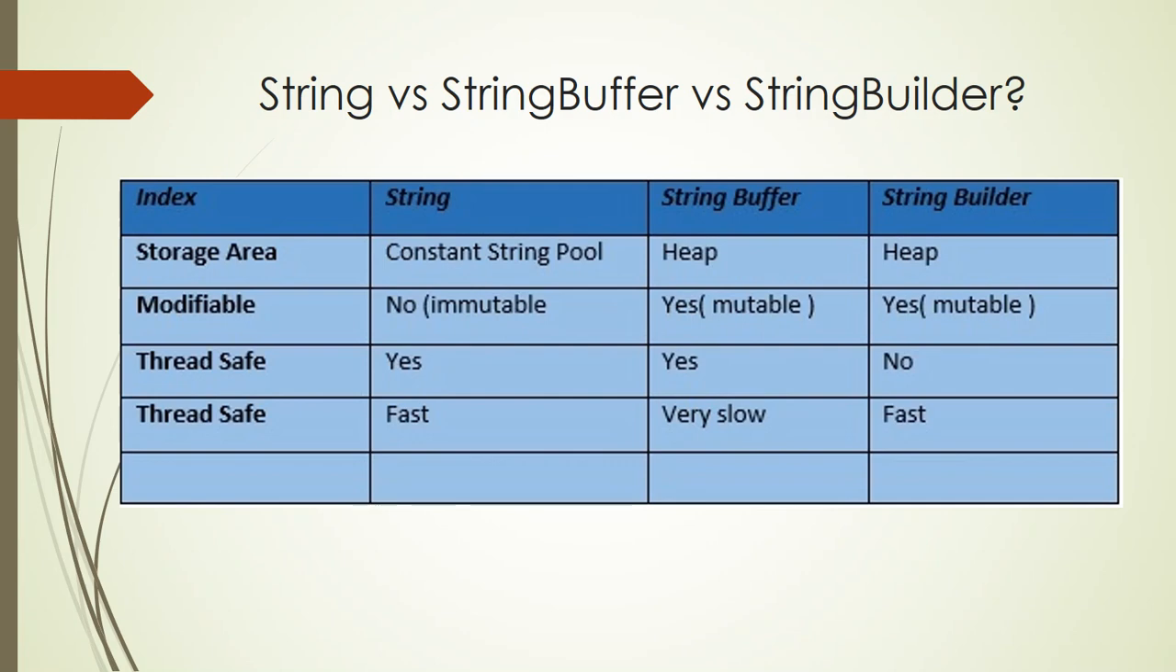The next important question is, what's the difference between StringBuffer and StringBuilder? StringBuffer and StringBuilder are mutable in nature, but String is not. Talking about thread safety, String is immutable, so it's also thread safe. StringBuffer is thread safe, but StringBuilder is not thread safe. And which is faster? StringBuilder is faster, because it is not using thread safety.